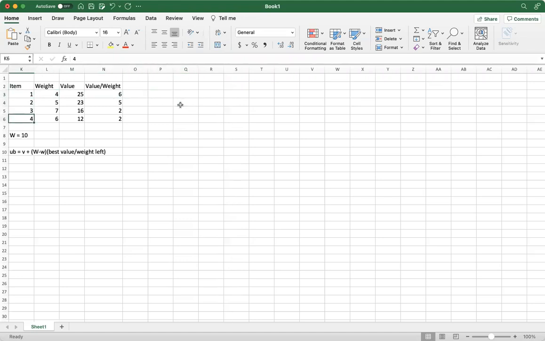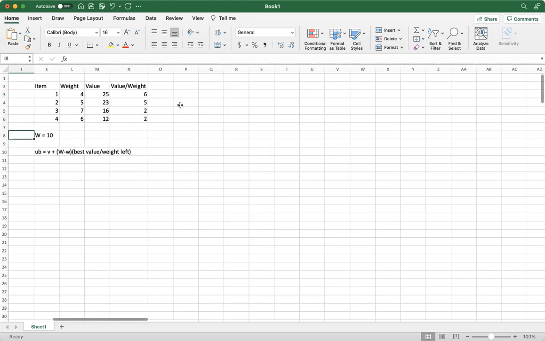So I've got items 1 through 4 with weights here and values here. And then these get sorted by this value to weight ratio. So you're seeing which item has the most value per pound, basically. We have a total weight for the knapsack of 10 in this case, and we're going to try to maximize the value given the weight restrictions.